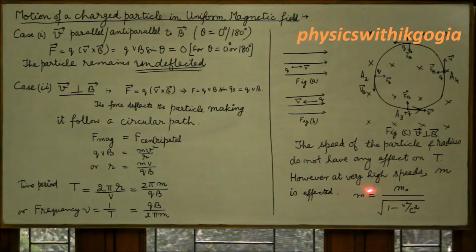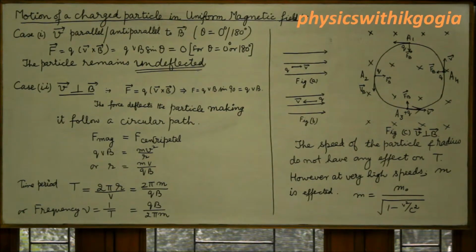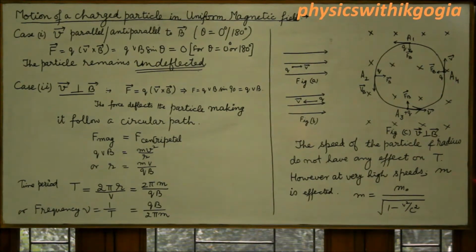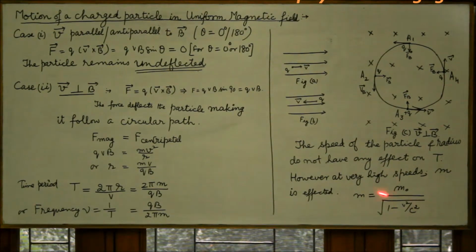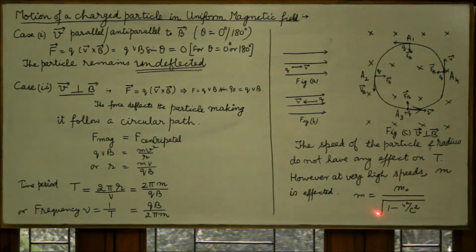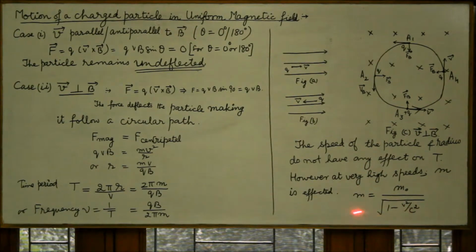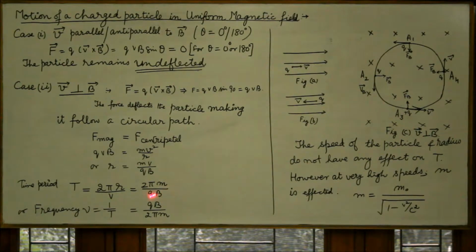However, at very high speeds comparable to that of light, the relativistic variations in mass come into the picture. This is Einstein's equation which shows the effect of speed v on a particle. m0 is the rest mass and m is the mass at speed v. So mass increases with speed. Therefore, at such high speeds, the time period and the frequency will be altered by the effect of speed on the mass of the particle.